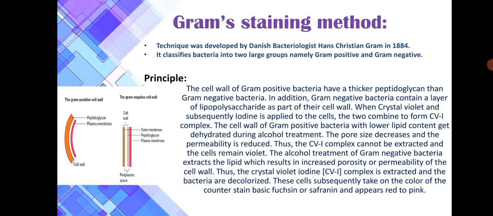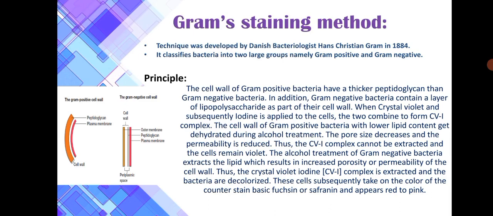Gram staining method. The technique was developed by Danish bacteriologist Hans Christian Gram in 1884. It classifies bacteria into two large groups, namely gram-positive and gram-negative. The principles include the cell wall of gram-positive bacteria has a thicker peptidoglycan than gram-negative bacteria. In addition, gram-negative bacteria contain a layer of lipopolysaccharide as a part of the cell wall.